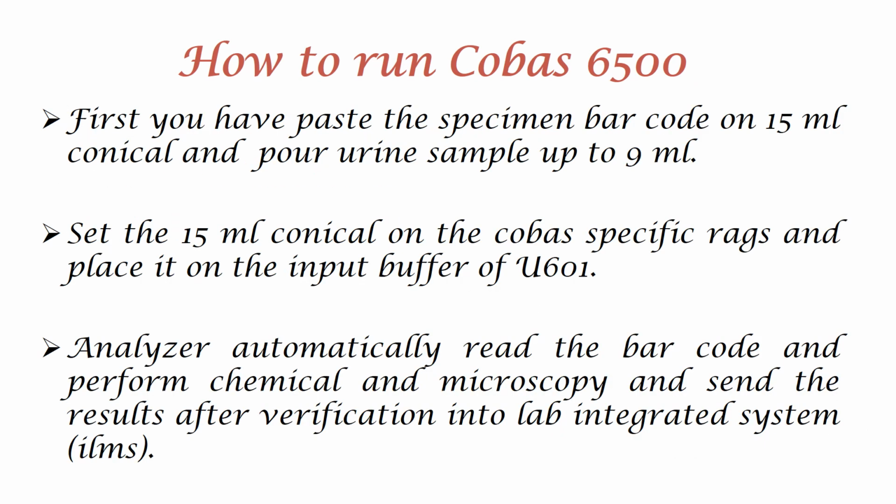First, you have to paste the specimen barcode on a 15 ml conical and pour the urine sample up to 9 ml. Then set the 15 ml conical on the Cobas-specific rack and place it on the input buffer of U601. The analyzer automatically reads the barcode, performs chemical and microscopy analysis, and sends the results after verification into the lab integral system or other software that is used.